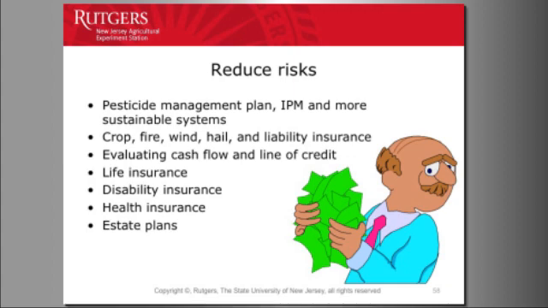Look at pesticide management, IPM, more sustainable systems. Look at your cash flow, make sure you have a line of credit or some other source of funding to carry you through. Do you have life insurance? Disability insurance. Agriculture is one of the most risky businesses there is, so disability and life insurance are important if you have other people involved at all in the business. Health insurance is a key, and estate plans.